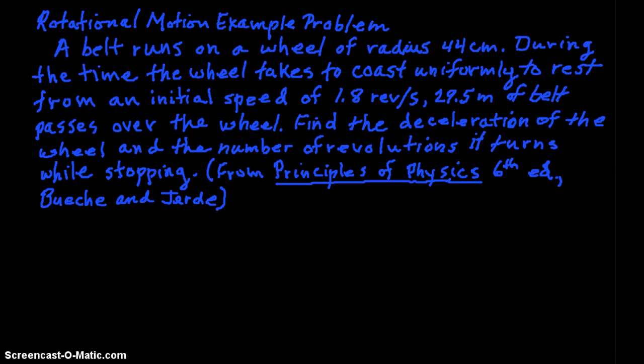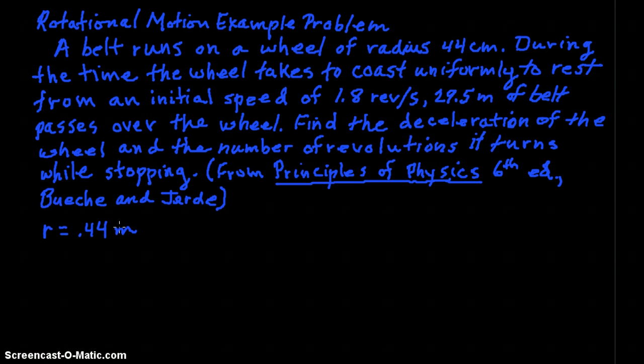So here it says a belt runs on a wheel of radius 44 centimeters. So I would write that down. And 44 centimeters is 0.44 meters. And then it says during the time the wheel takes to coast uniformly to rest from an initial speed of 1.8 revolutions per second, 29.5 meters of belt passes over the wheel.